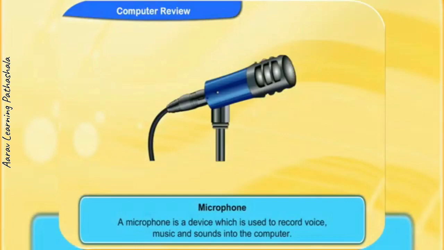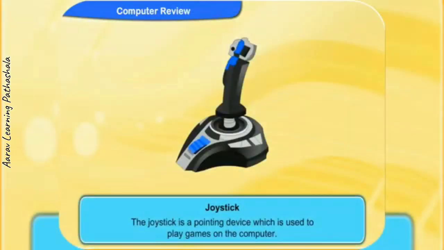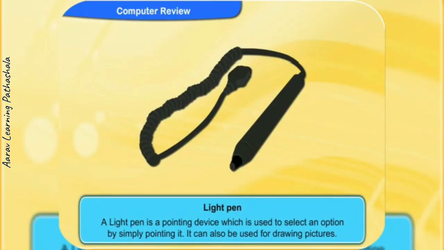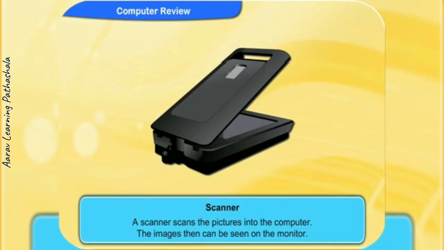A microphone is a device which is used to record voice, music, and sounds into the computer. The joystick is a pointing device which is used to play games on the computer. A joystick has many buttons which can be used to give inputs to the computer. A light pen is a pointing device which is used to select an option by simply pointing it. It can also be used for drawing pictures. A scanner scans the pictures into the computer. The images then can be seen on the monitor.